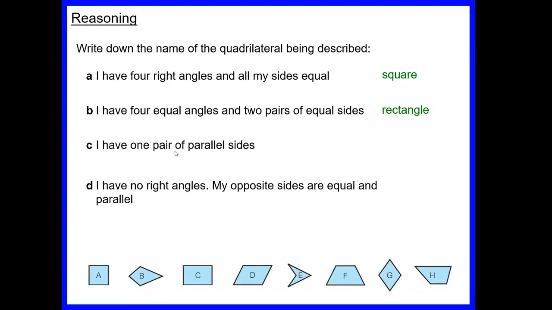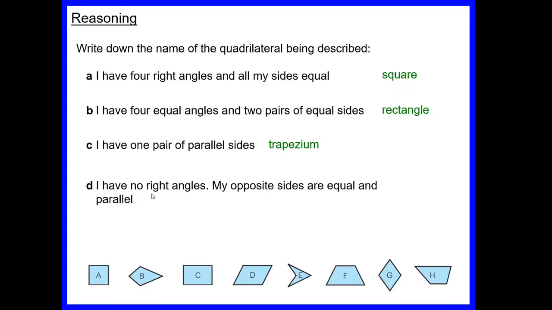Okay, for C then, I have one pair of parallel sides. Well, our square has two pairs, the kite has none. Our rectangle has two pairs. Our parallelogram has two pairs. Our delta doesn't have any. Our trapezium has one pair. Our rhombus has two pairs, and our other trapezium has one pair. So it must be a trapezium. So either an irregular trapezium or an isosceles trapezium, doesn't matter which one.